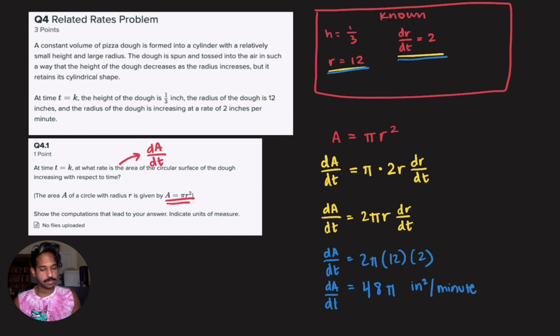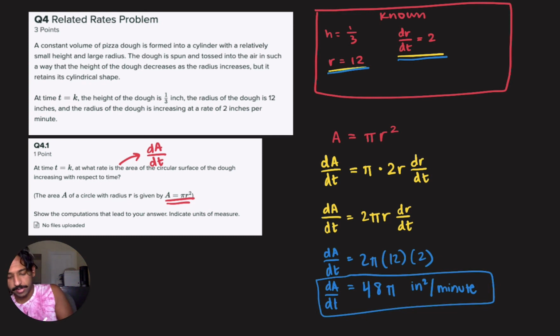And so we see here, where did I get minute? I know that it's minutes because all my rates are in terms of minutes. I know that it's inches because the radius was increasing at 2 inches per minute. So this one's going to be 48 pi inches squared per minute. That is the rate at which the area of the circle, your surface of the dough, is increasing.